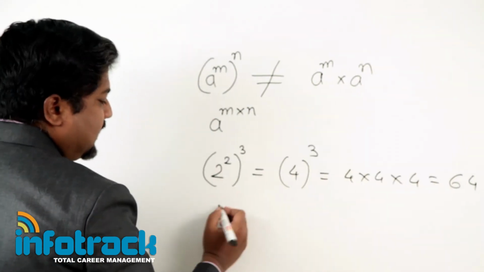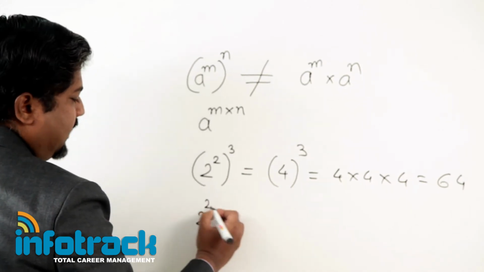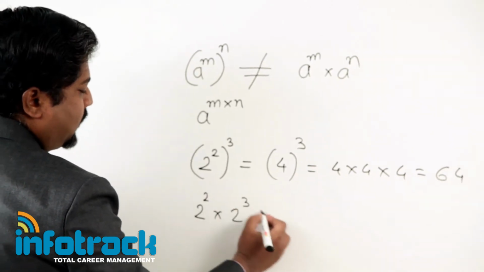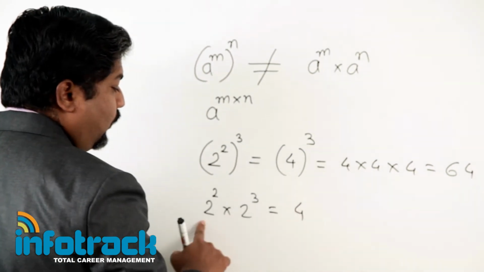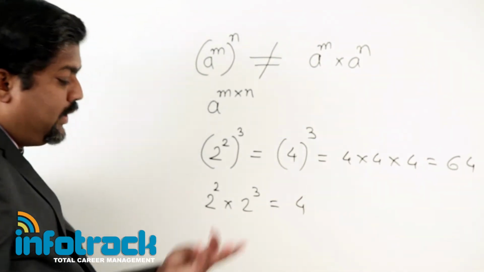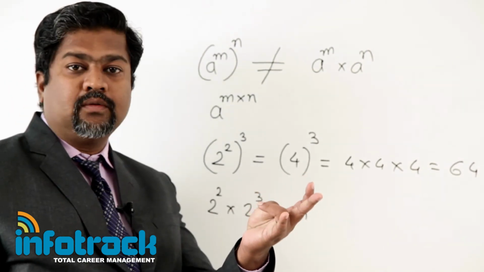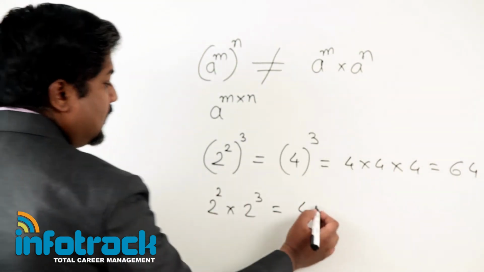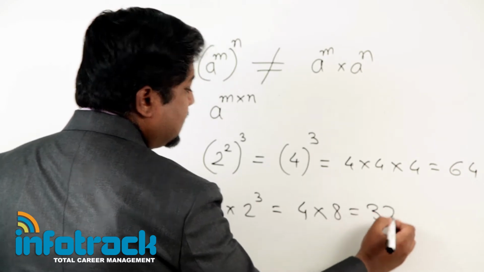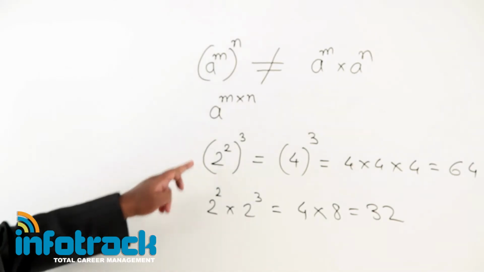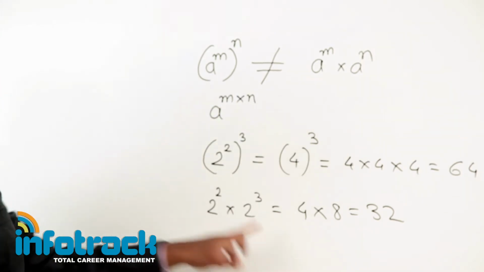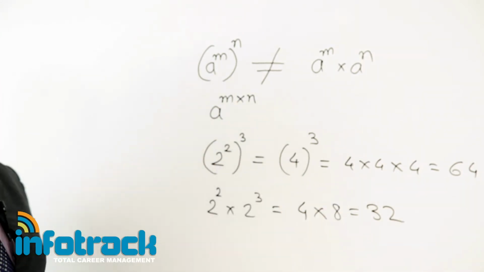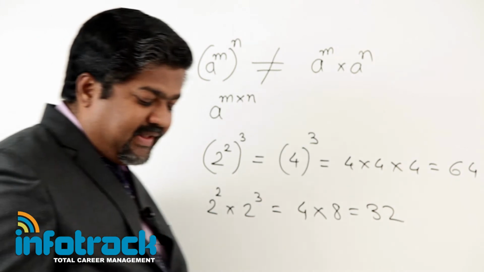Suppose this is this. Check out what answer you are getting for 2 raised to 2 into 2 raised to 3. 2 raised to 2 is 4, and 2 raised to 3 is 2 into 2 into 2. 2 2s are 4, 4 2s are 8. So the answer is 32. So these two things are not the same. In order to show that, I have explained this and how to solve this.